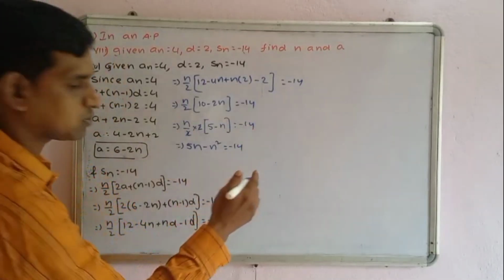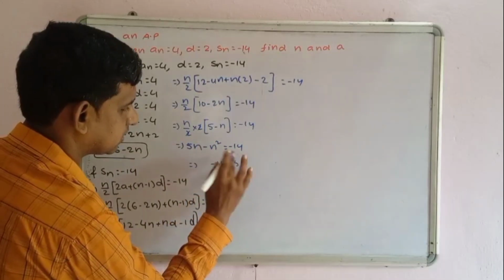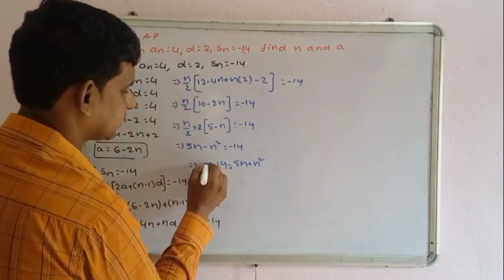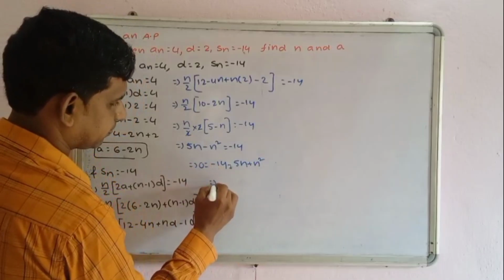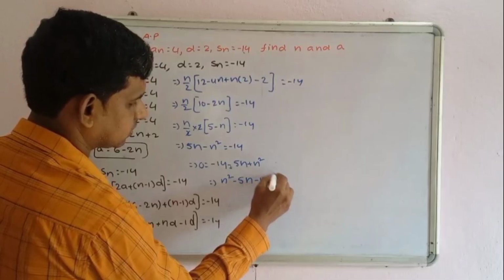Now these two terms transpose to the right side. So minus 14, 5n transposes to the right side as minus 5n, minus n square transposes to the right side as plus n square. Here nothing is there, 0. So write in a proper order: n square minus 5n minus 14 equals to 0.